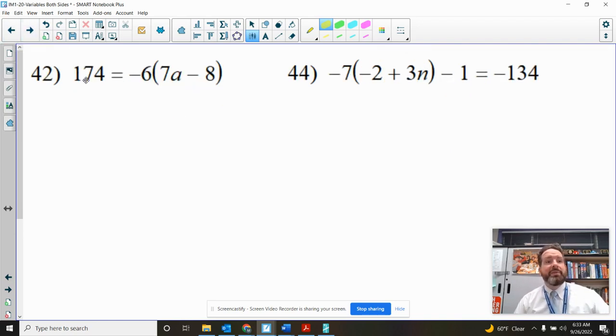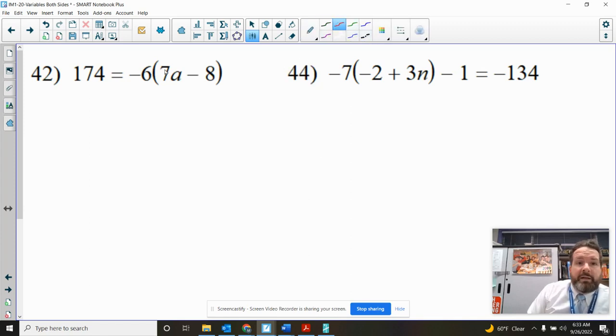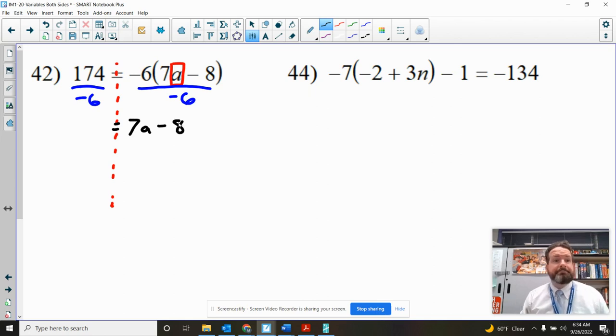Okay, next up, with number 42, do a quick pause and then unpause when you're ready to check things. All right, I'm going to do this one the same way I did on the previous page. It's just a number times parentheses. There's nothing else. So I'm going to start by doing a division by this -6 in the front. The -6 divided by -6, those reduce down to 1. And 1 times what's in the parentheses is just what's in the parentheses. On the left-hand side, 174 divided by -6 is -29.